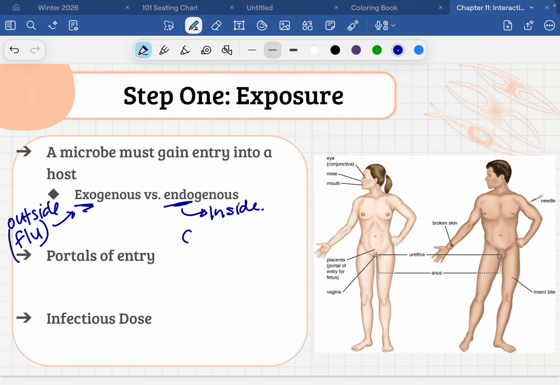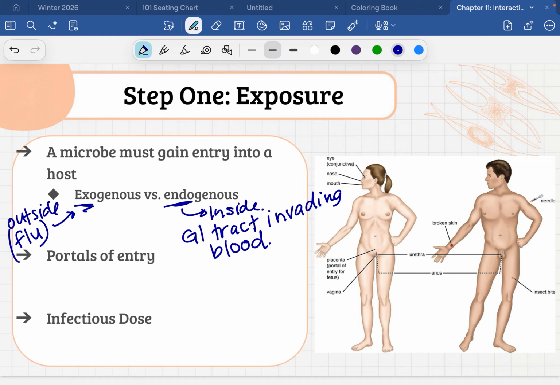So a bacteria inside your GI tract invading the bloodstream. Okay. So a bacteria or a virus that was already inside your body, part of your normal microbiome, colonized within you somewhere, has now infected you. Okay, and a portal of entry is an anatomical site through which pathogens gain access to the human body.